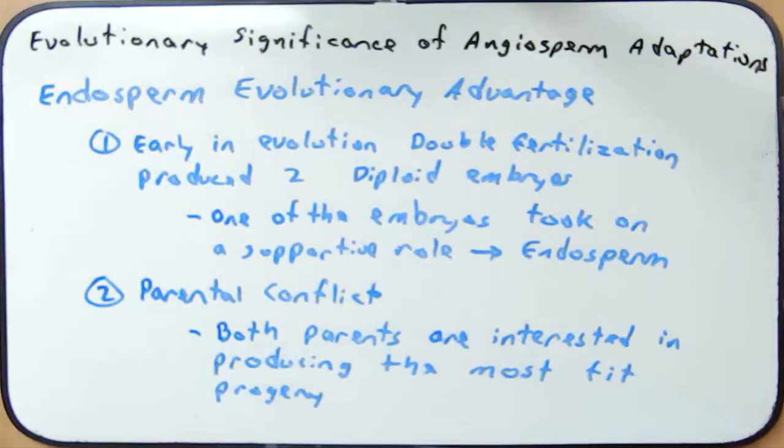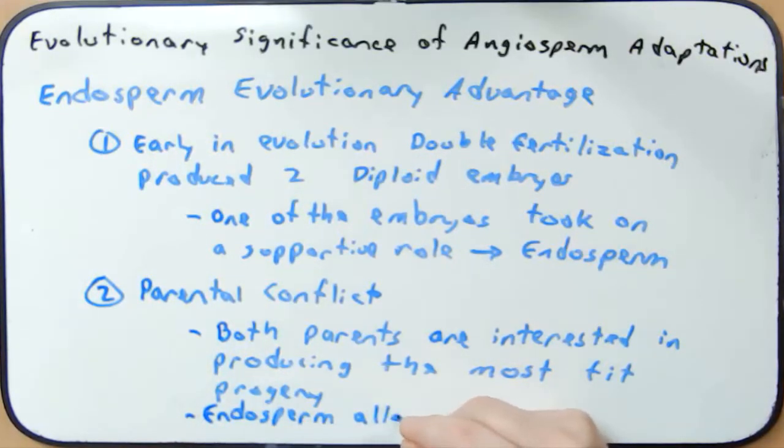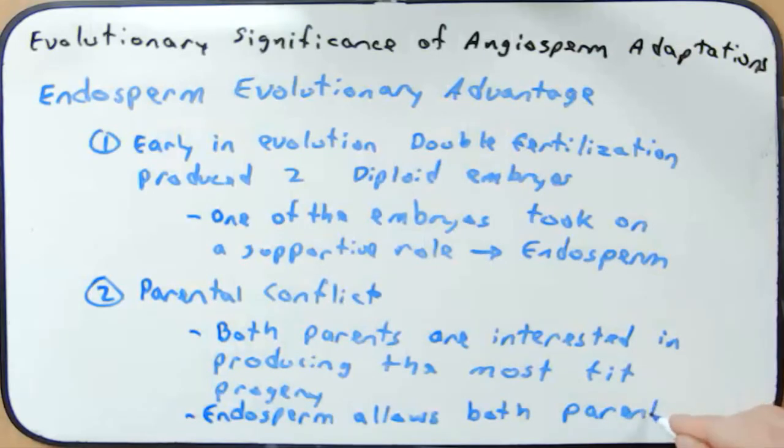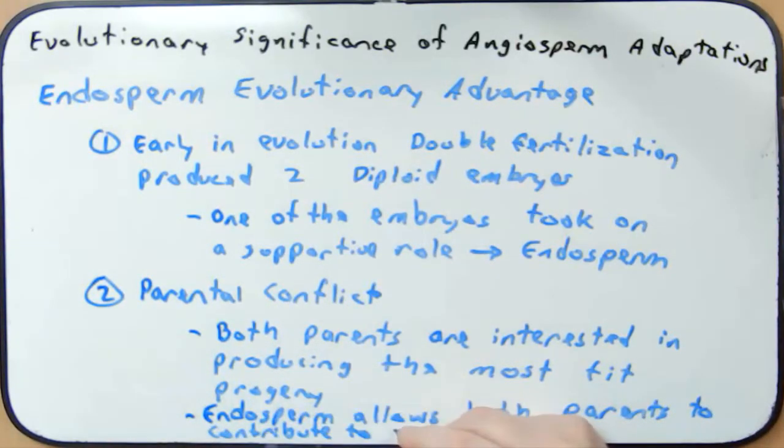Sometimes the male or the female may have a different strategy to achieve this, to achieve having the most fit progeny. And ultimately, from a genetic sense, they come to some sort of compromise in order to produce the most fit progeny so that both parents can win, so to speak, in this evolutionary battle. So the endosperm, in this sense, allows both parents to contribute to nutrition.